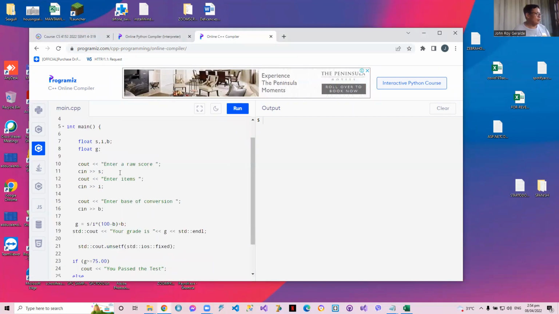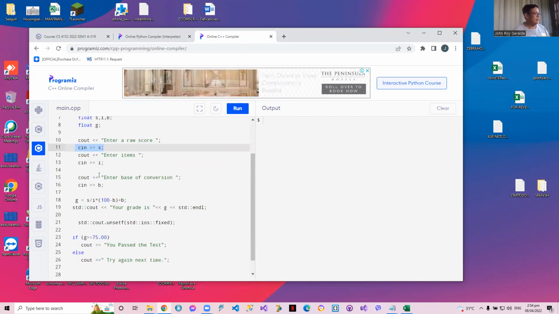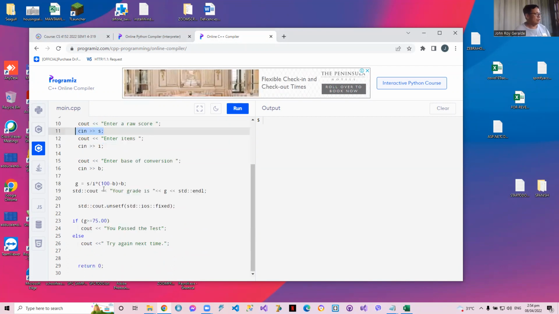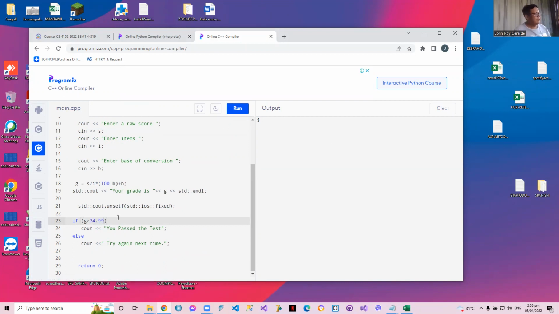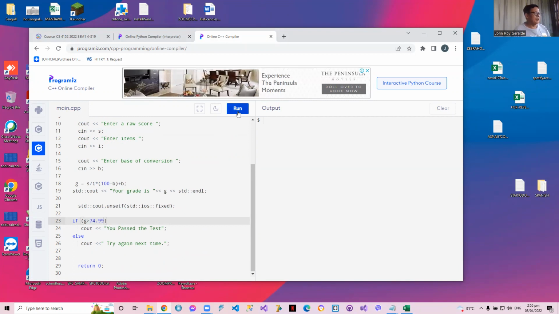And then we print the string, enter a raw score. Cin is the input. We'll put it in the variable S. Cout asks for items again and stores it to the variable I using cin, and so on and so forth. So here's the if then else: is it greater than or equal to 75, or maybe in our case, we can say 74.99. So here is the branching part.